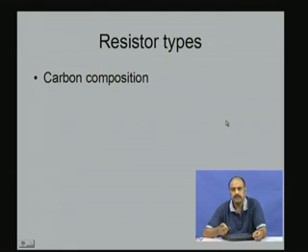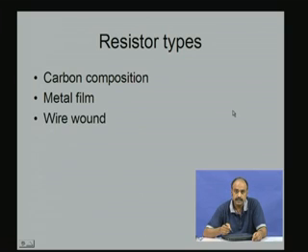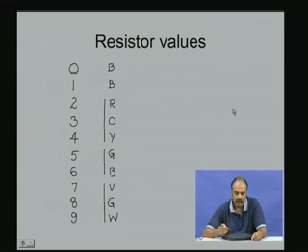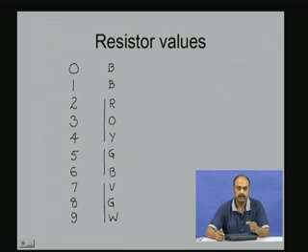There are different types of resistors. One is the carbon composition resistor, named for the way it is made. You have the metal film resistor, wire wound resistors and such, and many more types. How does one know the value of a given resistor? Let me show you how a practical real world resistor looks.